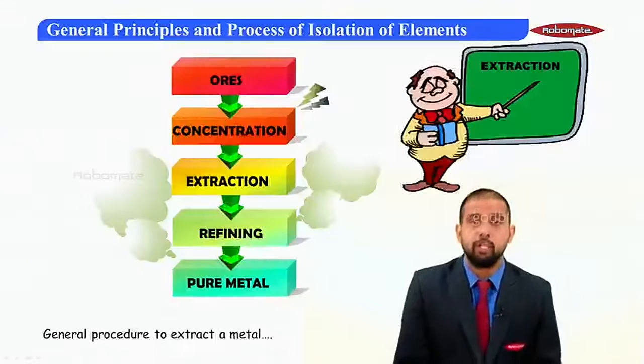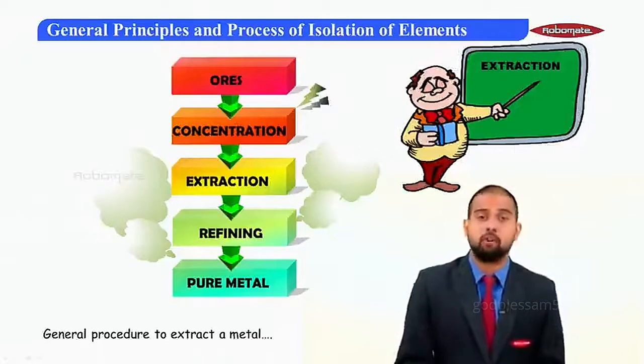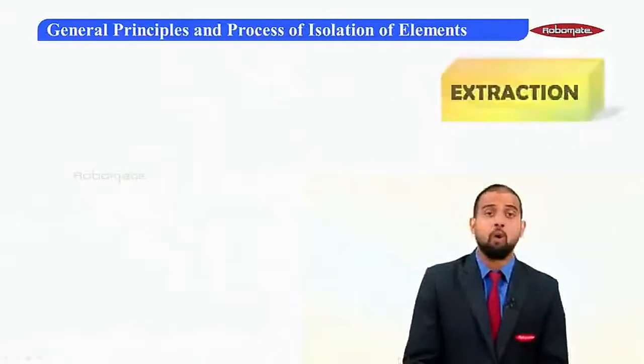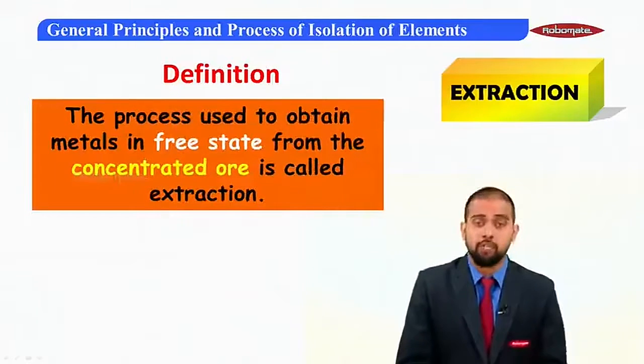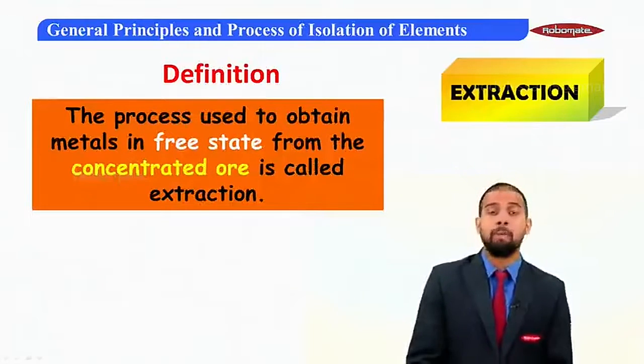Hello students. Now if you see the entire metallurgical process, we have already done with ores and concentration. So now it is time for us to talk about the extraction. Now what is extraction, or how do we define the word extraction? Extraction is a process which is used to obtain metals in the free state from the concentrated ore. Now what do you mean by the word free state?